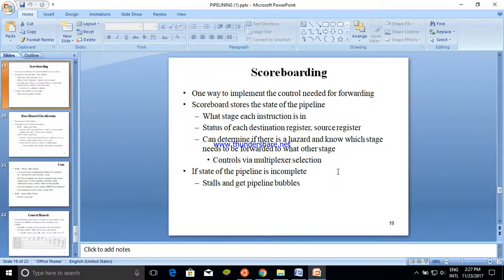Scoreboarding is another way to implement the control needed for forwarding. Scoreboard stores the state of the pipeline. Well, in our syllabus scoreboarding is not so important, so I'm not focusing on this topic. I'm just reading out this slide: what stage each instruction is in, status of each destination register and source register, can determine if there is a hazard and know which stage needs to forward to what other stage, controls via multiplexer selection. If the state of the pipeline is incomplete, stalls and get pipeline bubbles. Obviously in scoreboarding, if we face any hazard, stalls are the minimum and the most common way of overcoming the pipelining hazards.